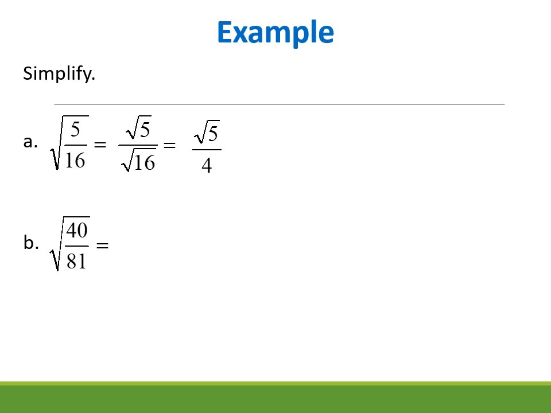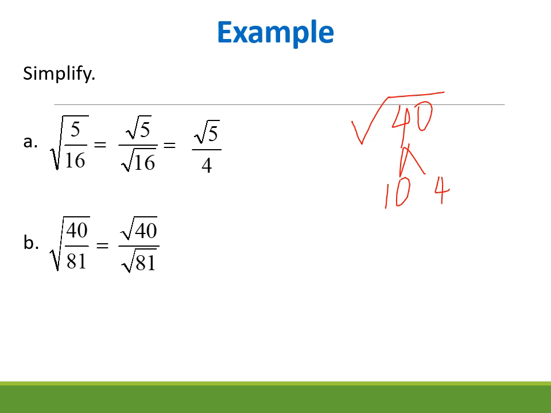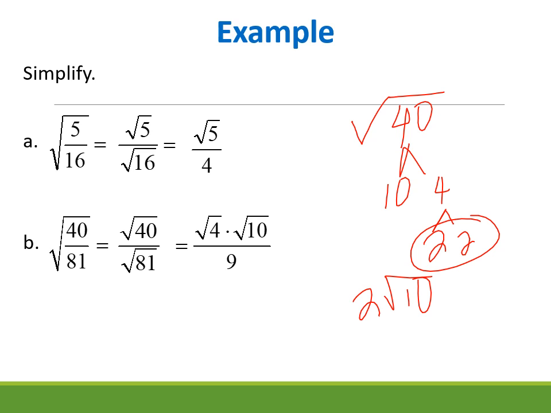If you look at b, we have the square root of 40 over the square root of 81. The square root of 40 is not perfect, but it can be simplified. So the square root of 40 breaks down to become 10 times 4, and 10 is made up of 2 primes, so we can leave 10 alone, but 4 is made up of 2 and 2, right? So here is a pair of 2's that can go out, and we're left with the square root of 10. So that leaves us with 2 times the square root of 10 over 9. And that's it.